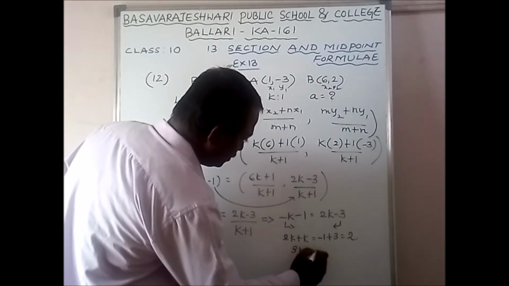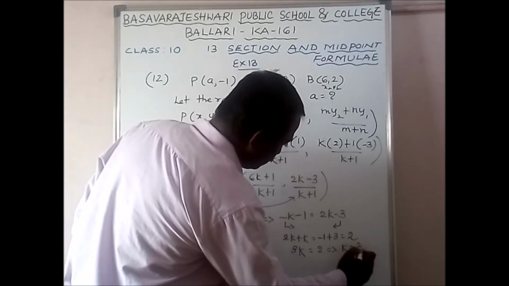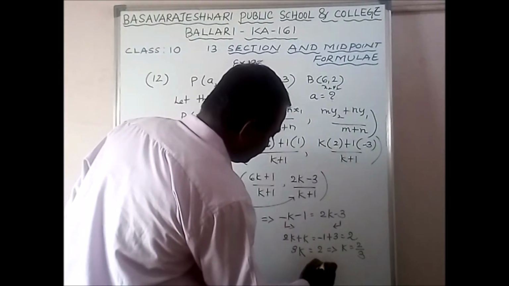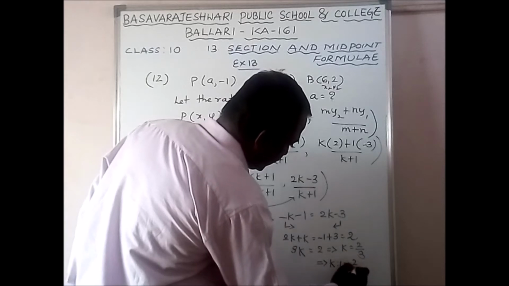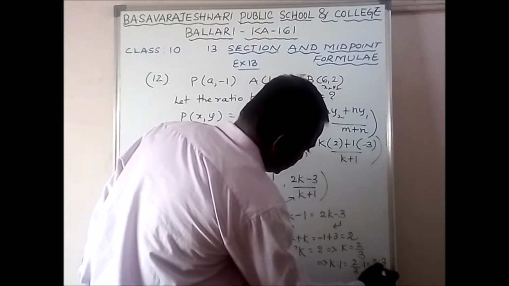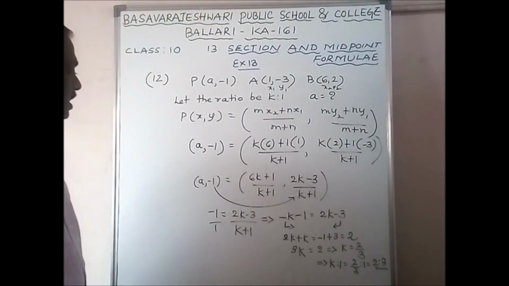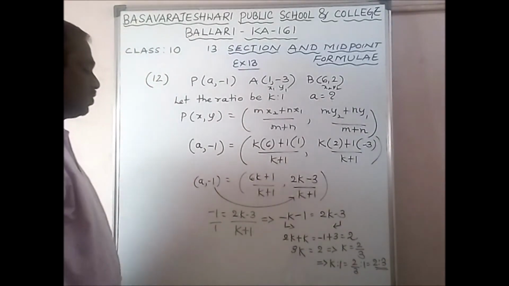3k is equal to 2. This implies k is equal to 2 by 3. So therefore k is to 1 is equal to 2 by 3 is to 1, that is nothing but 2 is to 3. So this is the ratio. Now substitute the value of k in the x coordinates.